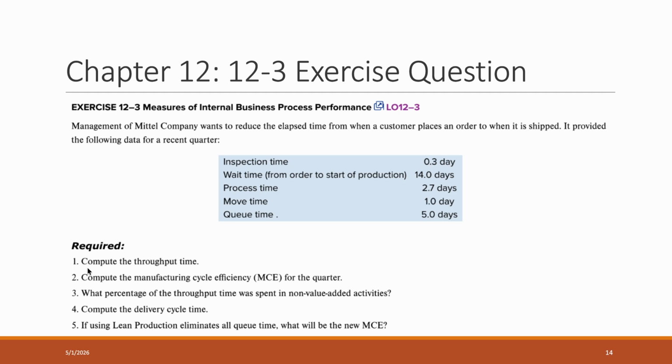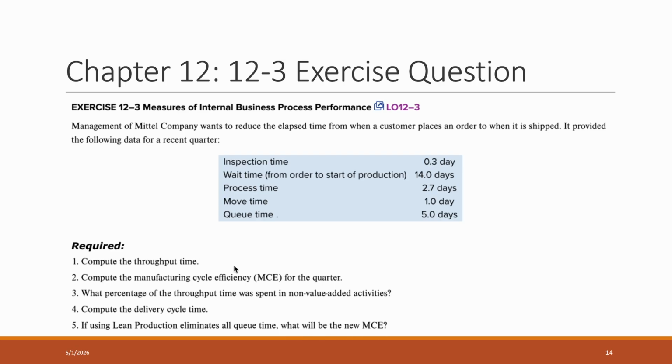Now we're required to compute the throughput time, and compute the manufacturing cycle efficiency for the quarter. We're going to have to calculate what percentage of the throughput time was spent in non-value added activities. We're going to compute the delivery cycle time. And finally, if using lean production eliminates all queue time, what will be the new MCE?